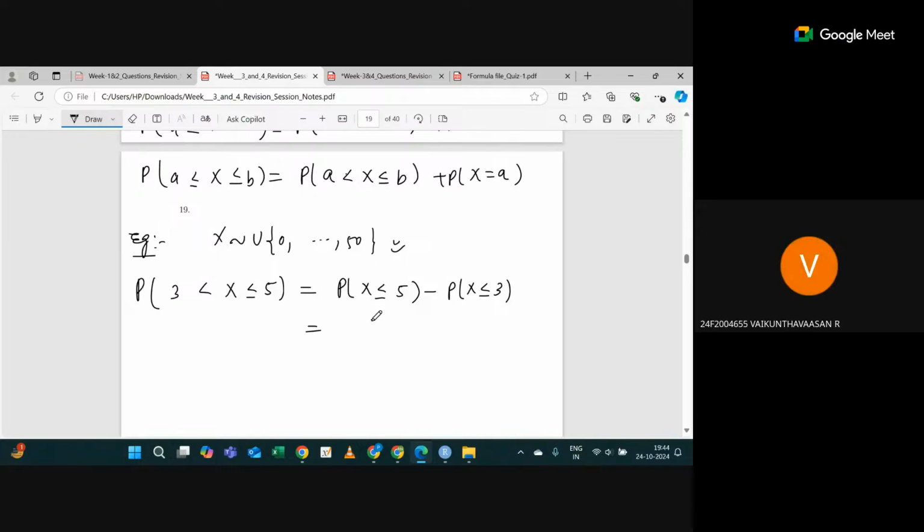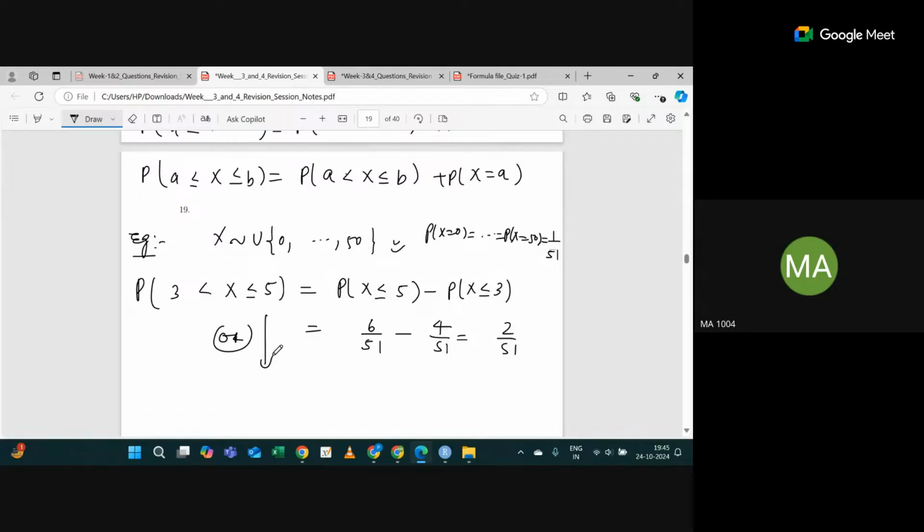Is X less than or equal to 5? It's 5 by 50... 6 by 51, because it's starting from 0, right? You have to add: probability X equal to 0 up to so on. If probability X equal to 50 will be 1 by 51, right? So here you have to add 1 to 5. All right. Are you getting? So it will be 6 by 51 minus 4 by 51, which is nothing but 2 by 51. Yes or no? This is by formula.